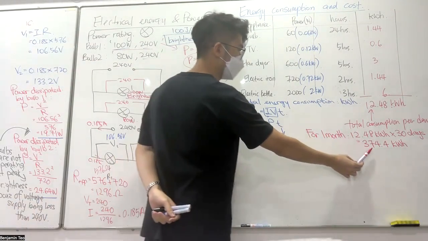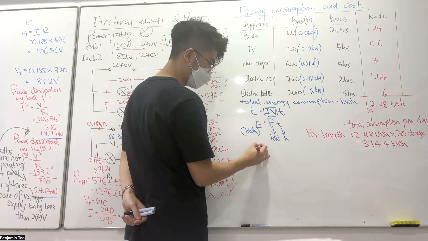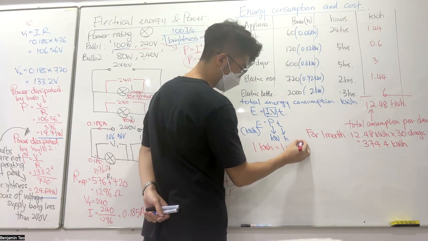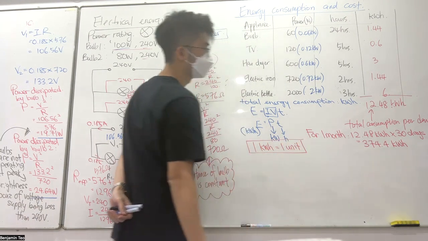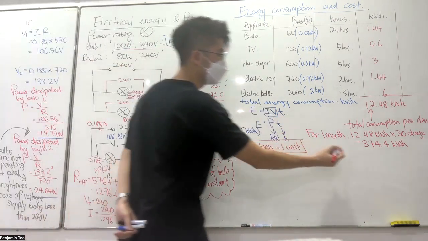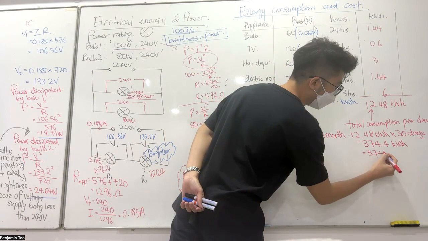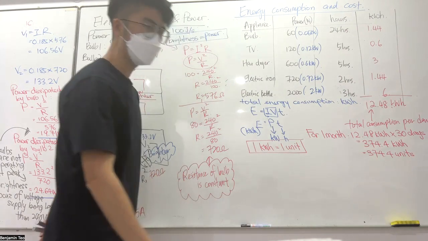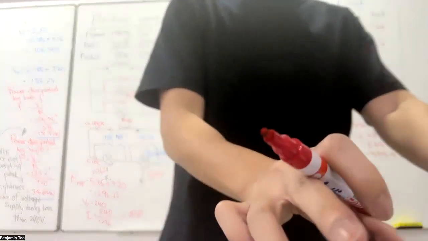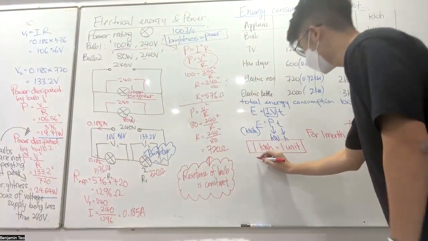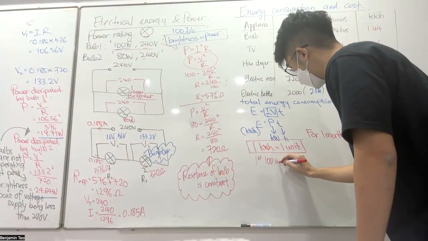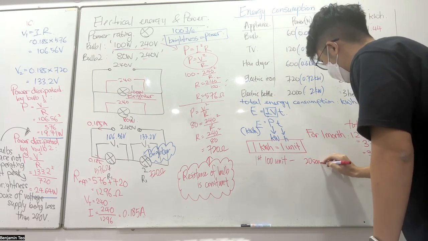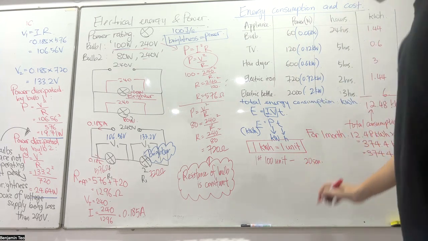Then from the band, find the cost. Now the standard is 1 kilowatt hour equals 1 unit. One to one. So this one is 374.4 units. When finding the cost, they usually do it in stages. For example, the first 100 units: the rate is 20 cents per unit.